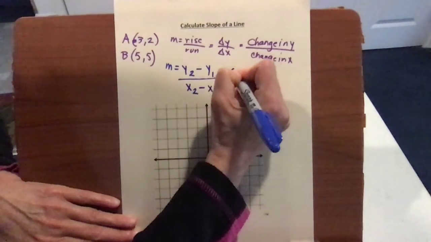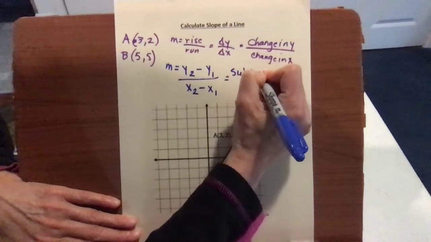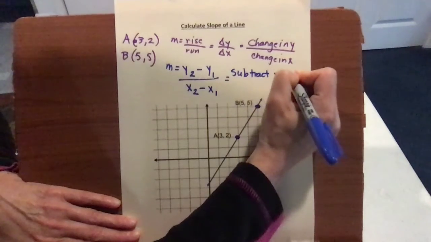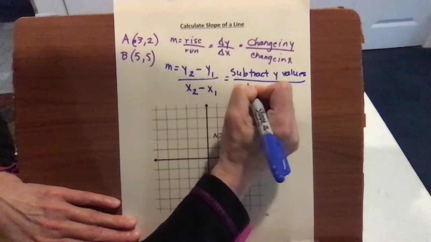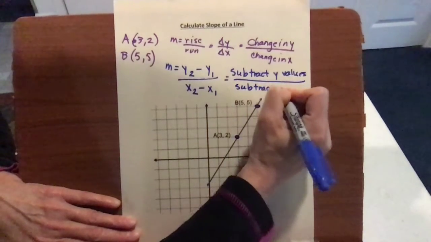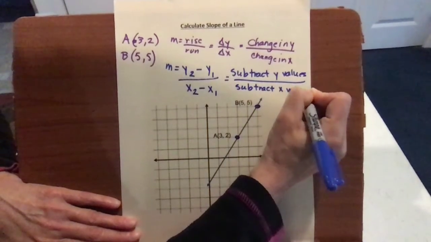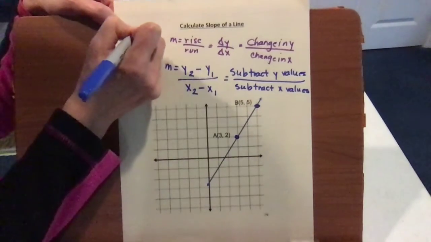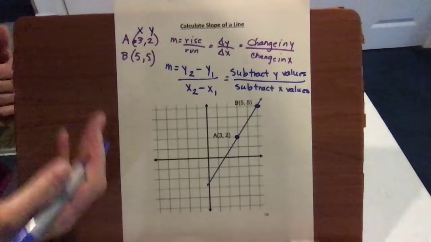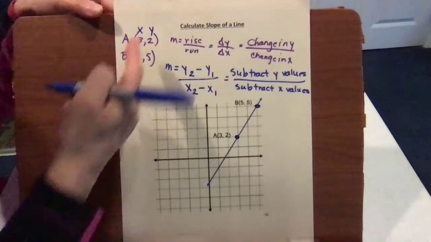All right, so very simply: subtract the y's, over, subtract the x values or the x coordinates. So remember, this is x and this is y. Y always comes second in our point.